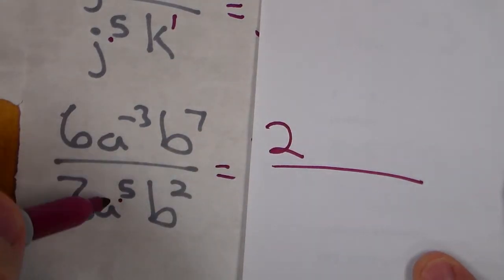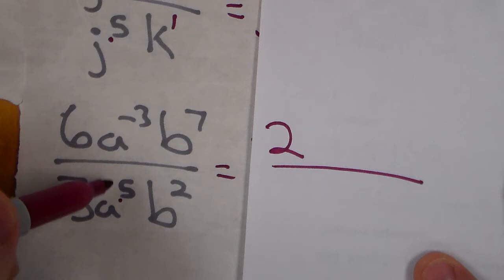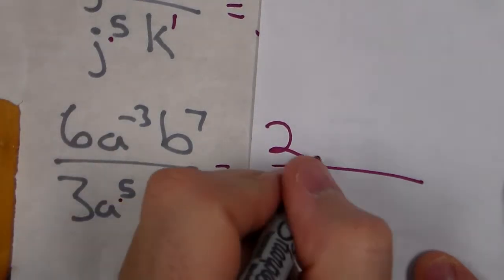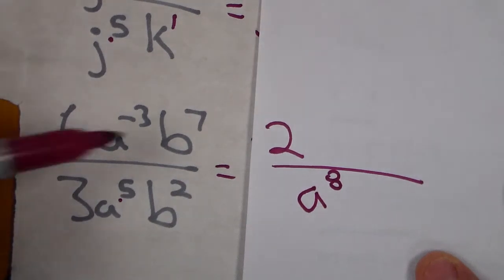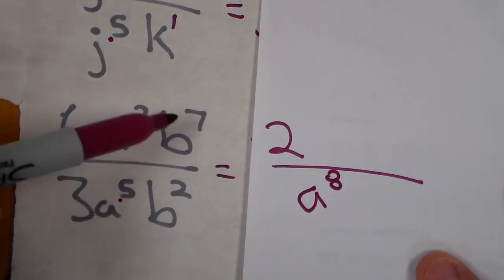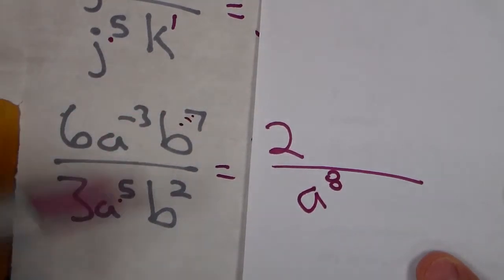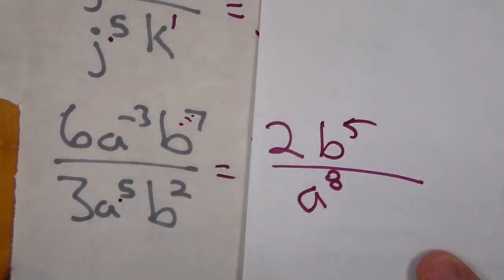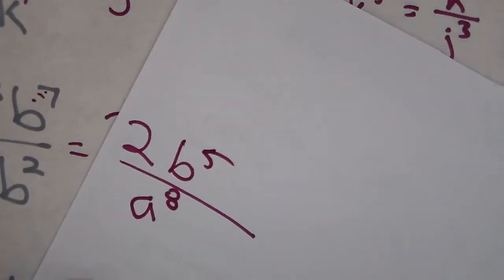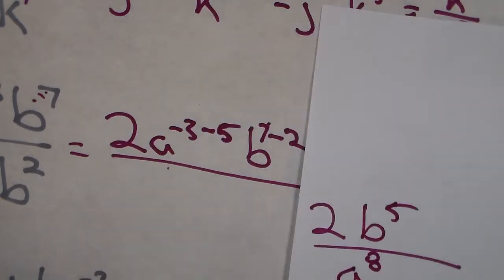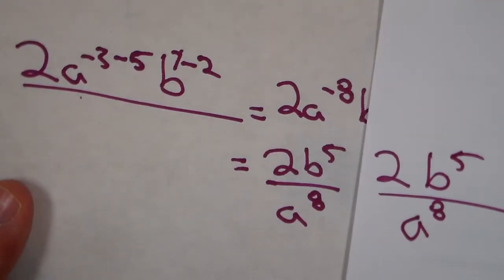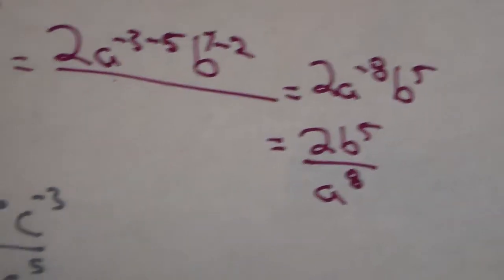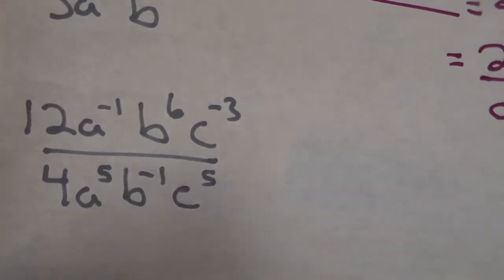Now if I have a to the third and a to the negative third and a to the 5th, I'm going to move this down and make it positive. So if I move that down, I now have 8 a's on the bottom. B to the 7th over b squared, I have 5 more on top. So when I reduce, I'm left with b to the 5th. And so my answer turns out to be the same thing, 2b to the 5th over a to the 8th. It really depends on which approach you want to take.